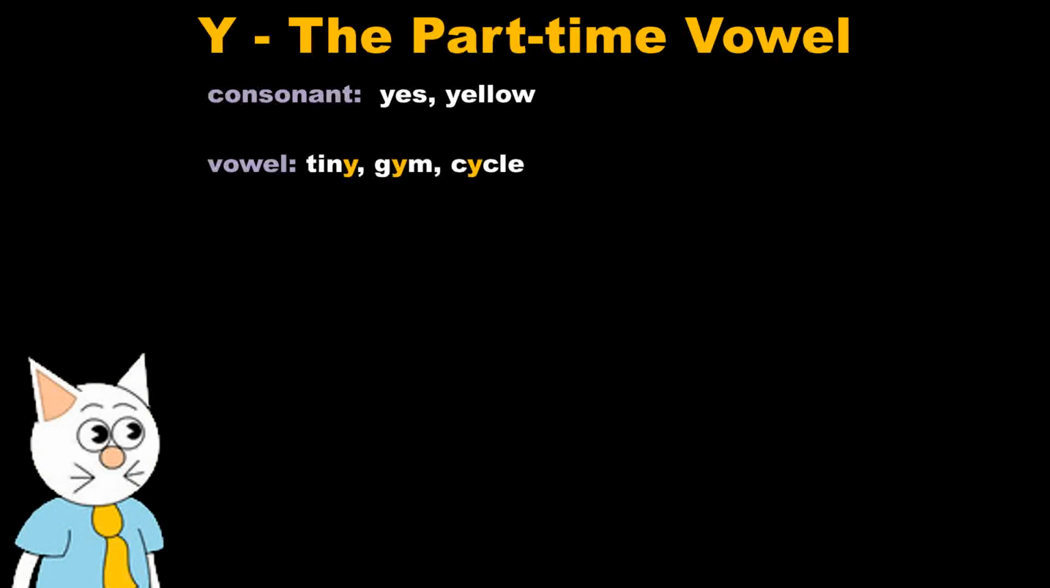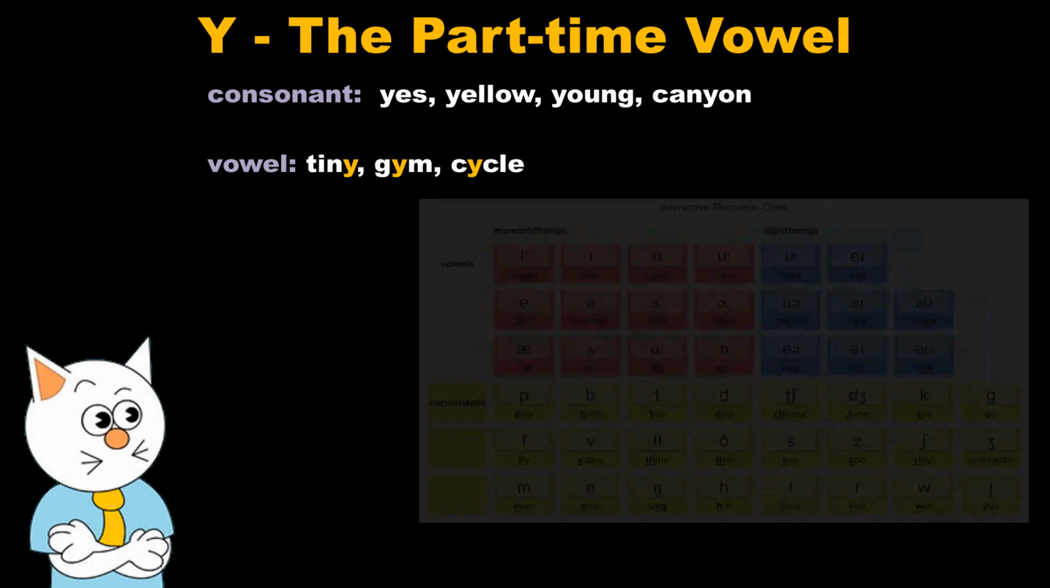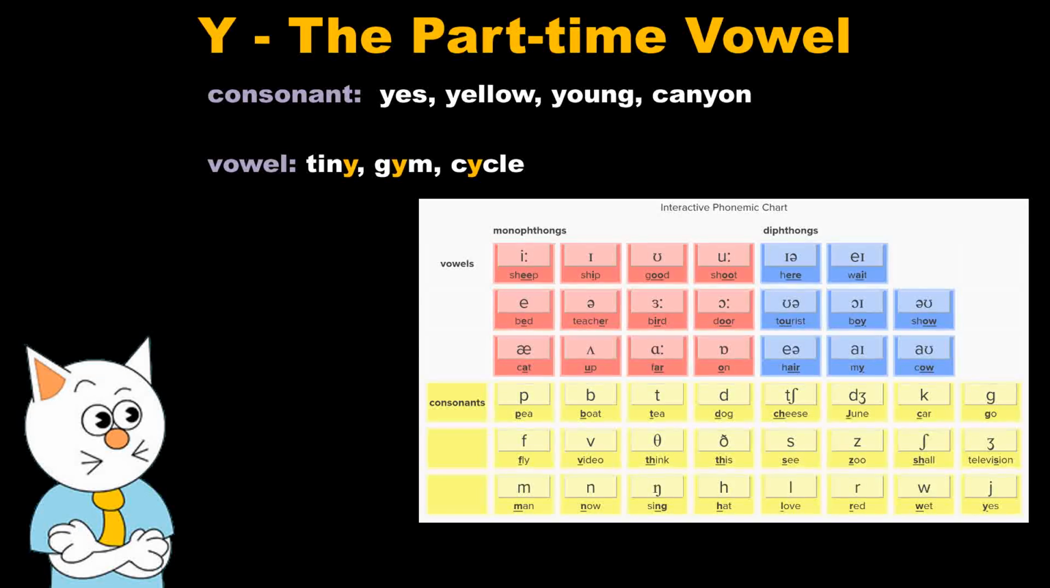The easy way to remember if it is acting as a consonant is that it will appear at the beginning of a word, like it does in young, or as the first letter of another syllable, like in canyon. So essentially, the Y is a vowel when it represents one of a number of spoken vowel sounds. The phonemic chart represents the Y sound with a J symbol.